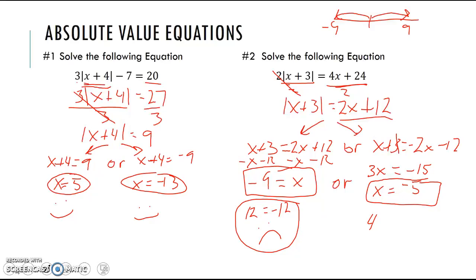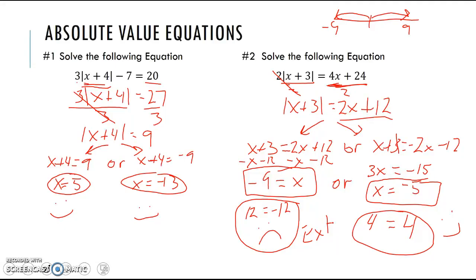So we plugged in negative 5 to the left side of the equation, and we got 4. If I plug it into the right side of the equation, negative 5 times 4 is negative 20, and negative 20 plus 24 is 4. So this equation, this one does work. This is a solution that does work, while this one is called an extraneous solution.